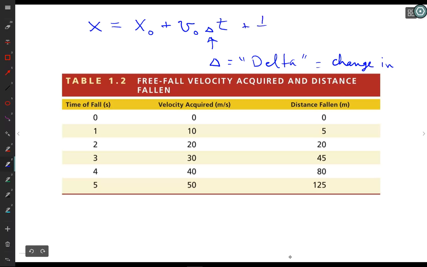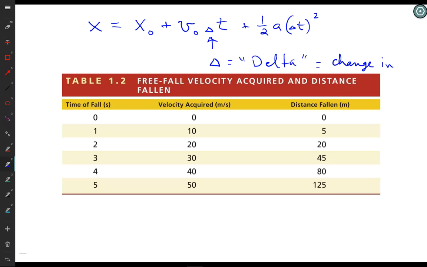Plus 1/2 a delta t squared. A, what would A stand for? Acceleration. So that is the equation that allows you to calculate how far something will have traveled based on its initial speed and its acceleration.